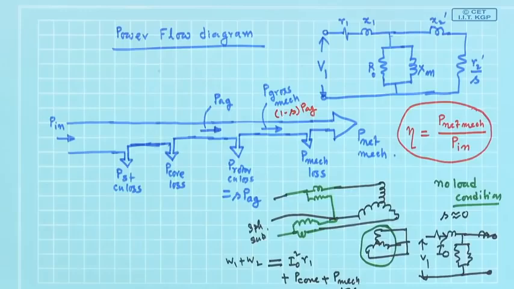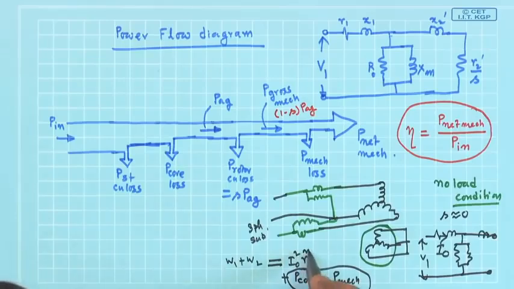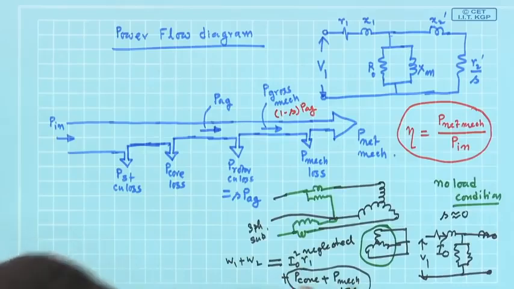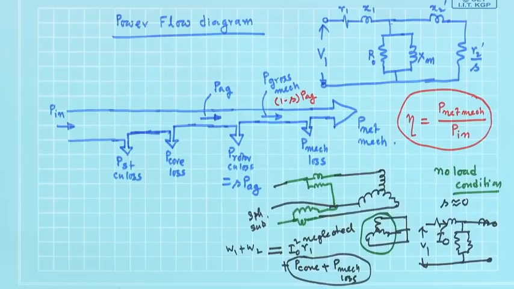Therefore, the majority of the right hand side will come from the sum of these two, P core plus P mechanical loss. This I naught square R1 can be neglected, because compared to the sum of these two, it will be less. Why will it be less? Because I naught is less under no load condition. Therefore, the sum of these wattmeter readings will be equal to P core plus P mechanical loss.